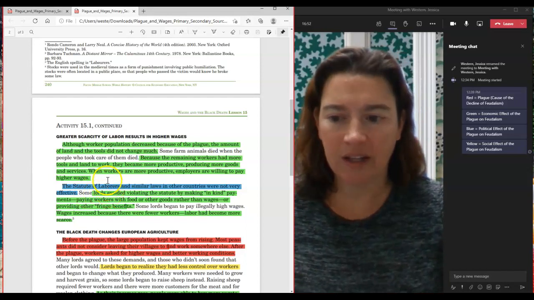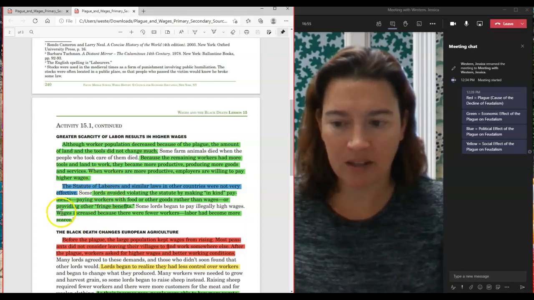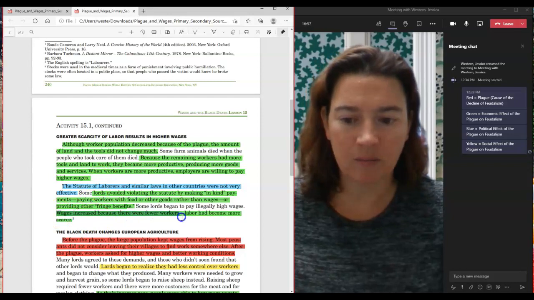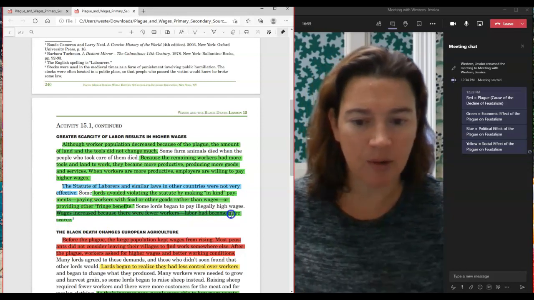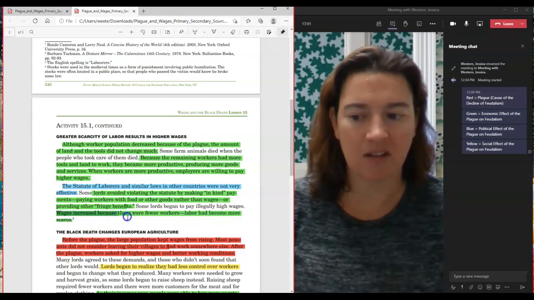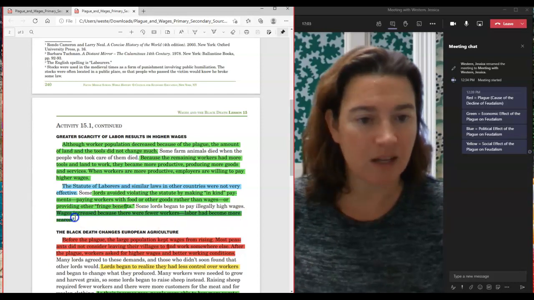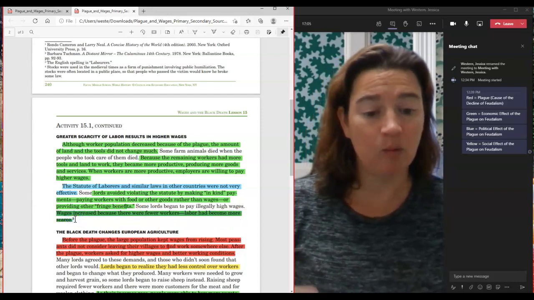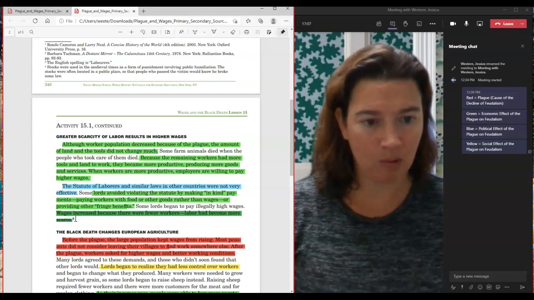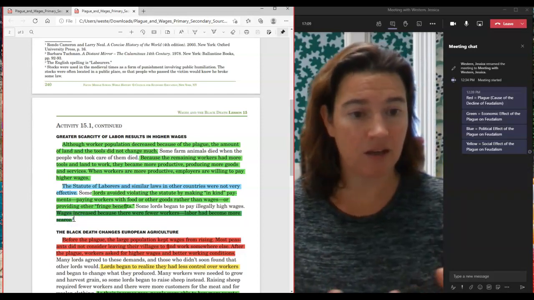But eventually, what happens is wages do increase because there are fewer workers and labor had become more scarce. There's still the same amount of work that needs to be done. There's less people to do it. Ultimately, if you want the work done, you're going to have to pay more for that labor because it's in such high demand.